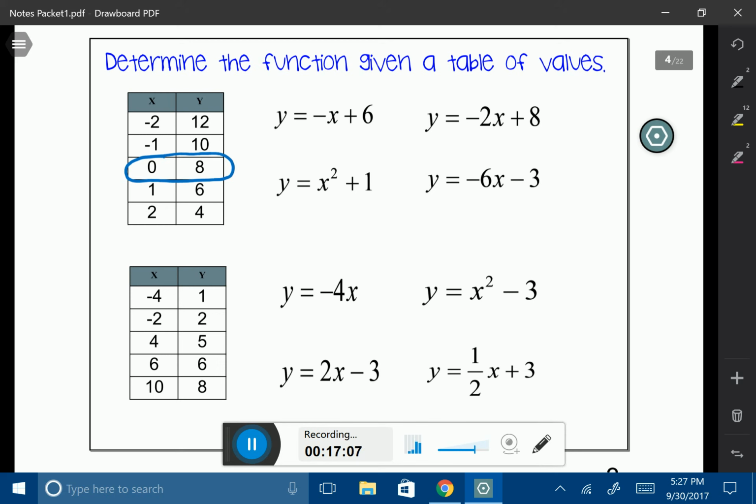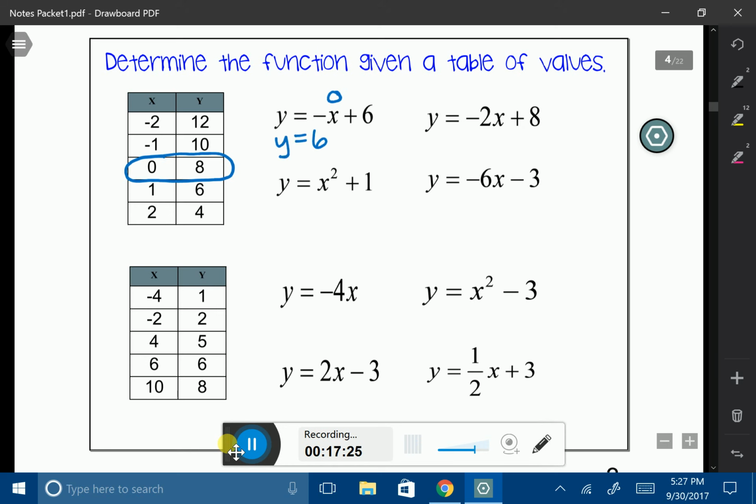So if you think about it, if I substitute 0 in for X into these equations, I want to know when Y will be 8. So if I look at this first equation, and if I put a 0 in for my X, well, that's going to give me 0 plus 6, meaning Y would be 6.